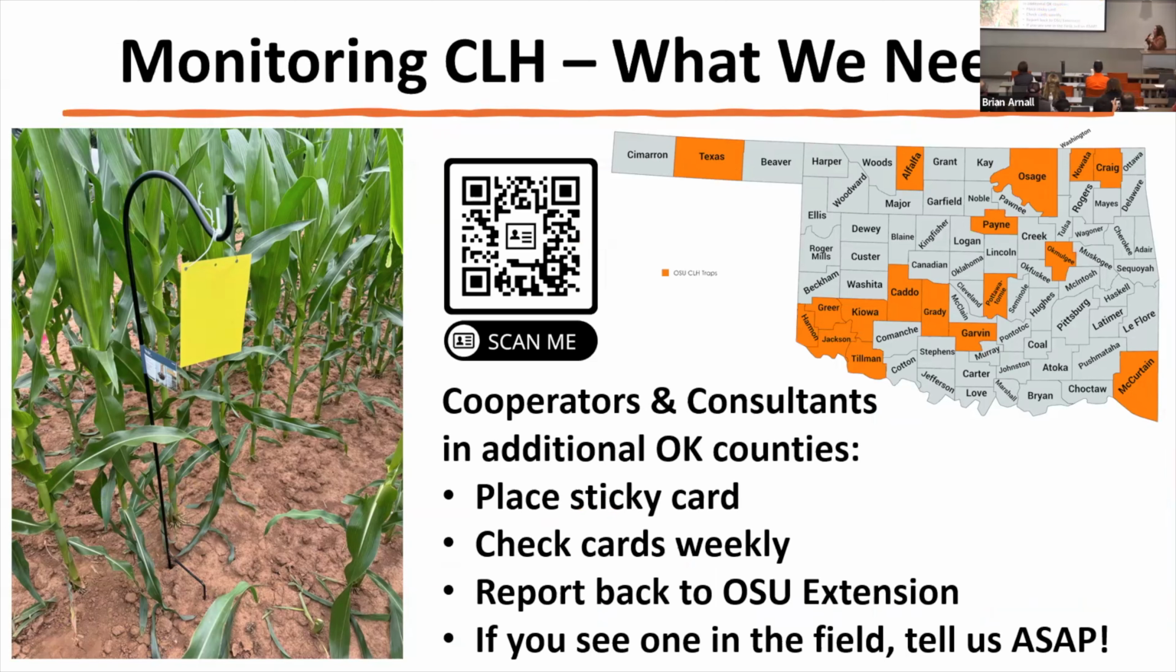Let me know if you have someone, a cooperator, that we can place a trap out at, or if you'd be willing, when you're going out to these sites, to take a picture of the trap and share it with us too. We're just asking you to place a sticky card, report back the information that you see to us, and tell us as soon as possible. That way we can generate those alerts and get all of us on the same page.